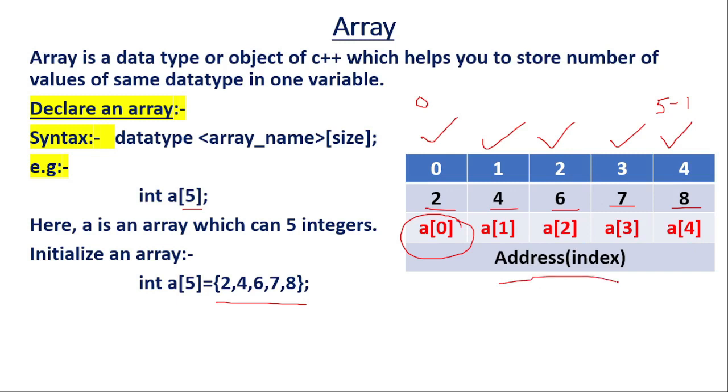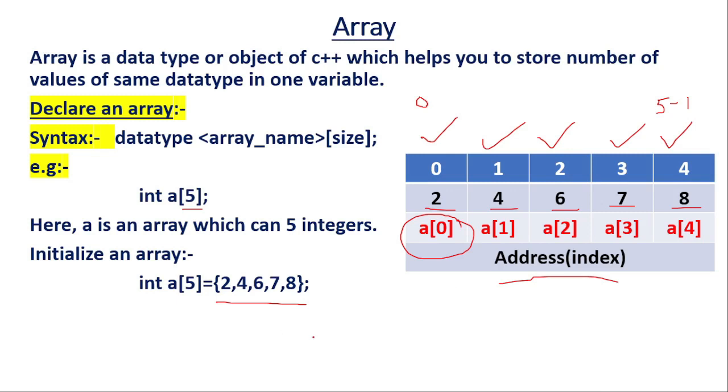So these indexes are also known as address, or it is also known as subscript. Okay, these are the subscripts that will help you to find out the values of an array. Without this index, you will not be able to print the values of the array, so it's a very important part of array. So we have two types of array. So first is 1D array.